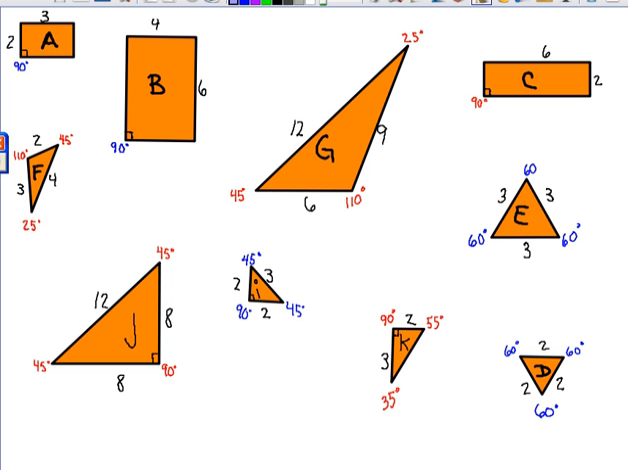Okay, we are going to be looking at identifying similar shapes. The very first thing is that they have to be the same shape, or it's not possible that they are similar. So I know I'm going to be looking at all my rectangles and determining which of those are similar. Then I'm also going to be looking at my triangles to see which of those triangles are similar to each other.